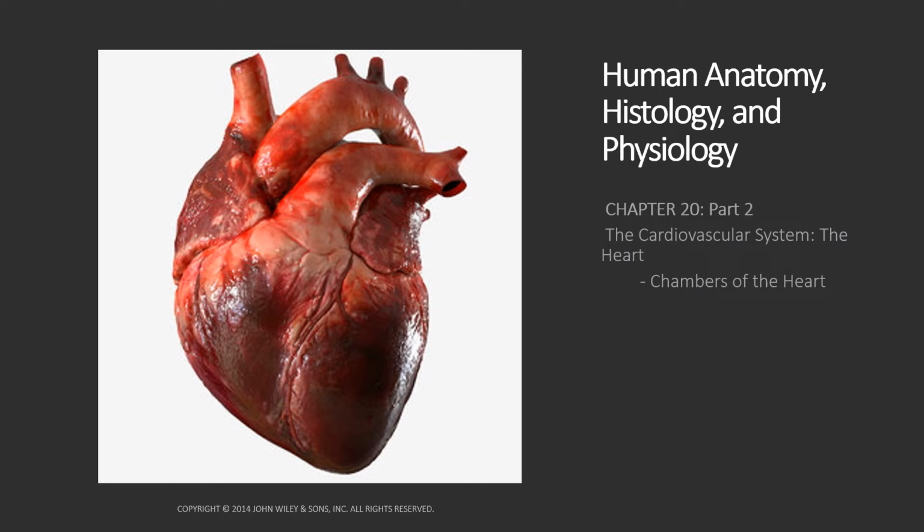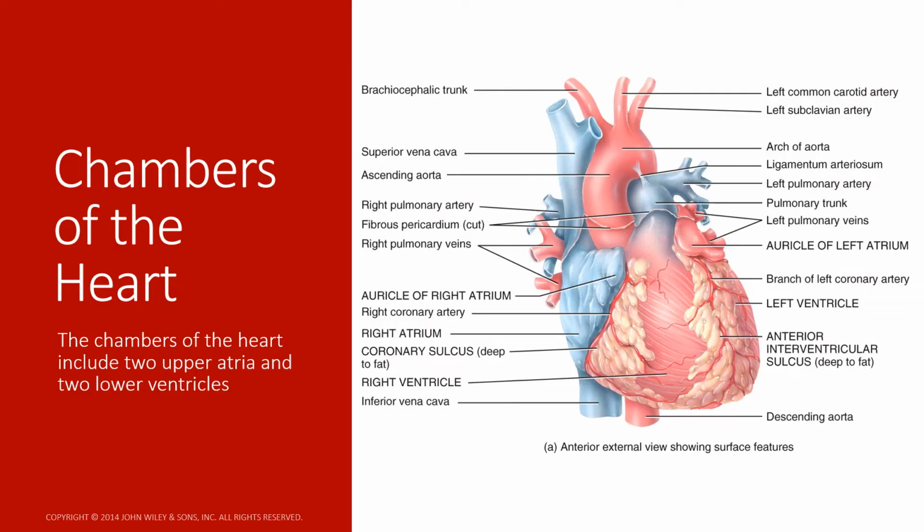In this video, we're going to look at the chambers of the heart. This is chapter 20, part 2. So the heart has 4 chambers. The superior chambers are called the atria. So we have a right atrium, approximately right here.